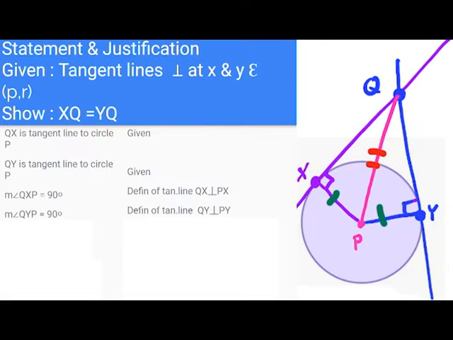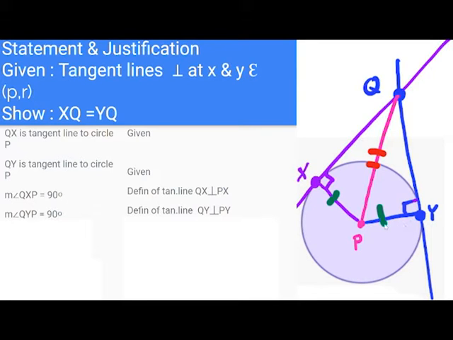So let's go into the statement justification. Here on the top, I rewrote the given, right? The given is the tangent lines. The tangent lines touch at X and Y, which are subsets of circle P, sorry, it's circle P with radius R, right? So P is our center point and R is our radius.